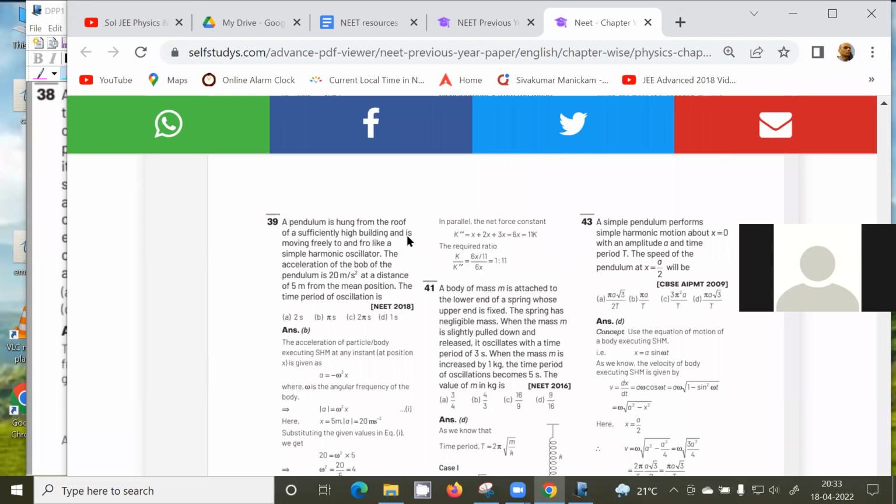The pendulum is hung from the roof of a sufficiently high building and is moving freely to and fro like an oscillator. Okay, that's going to go. Yes, it's a trivial question only.